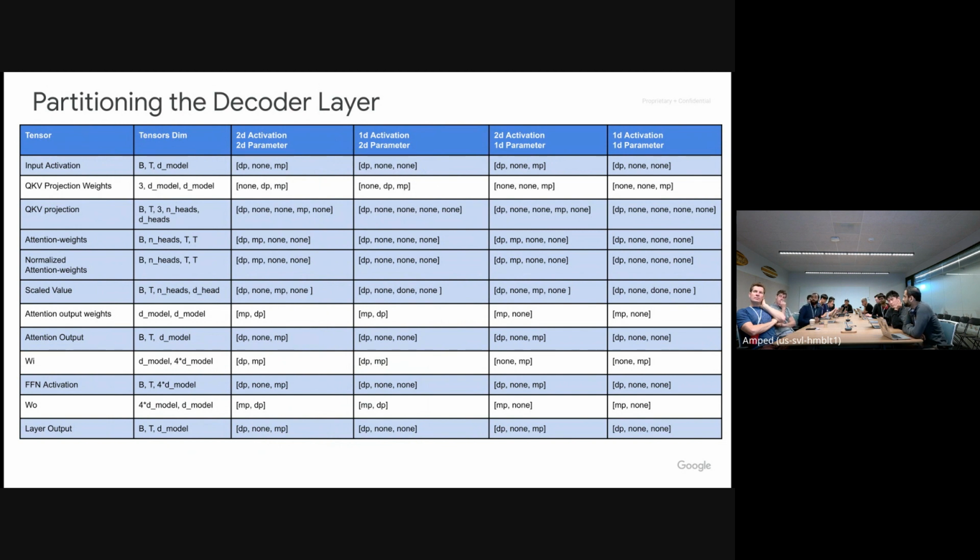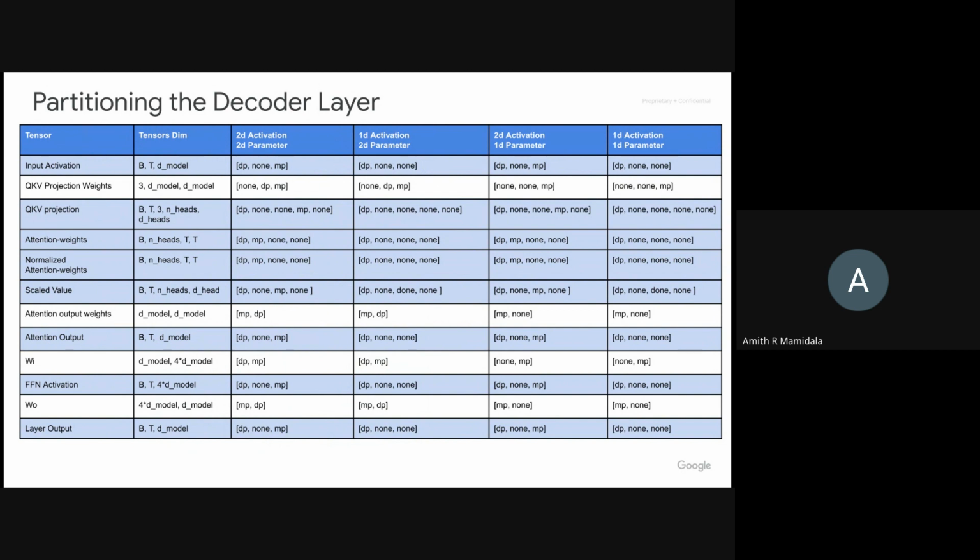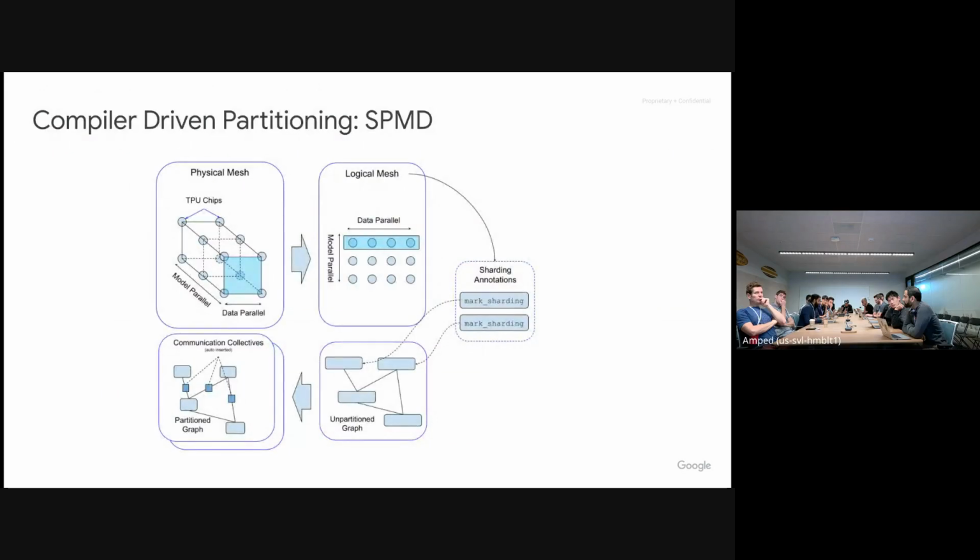Amit, I had a quick question. Before we go, because this is a crucial slide, you mentioned 2D parameter, 2D activation. That two-dimensional from your previous slide, does it refer to the data and the model parallel? Is that what is meant by 2D? One is the data parallel, another one is the model. Like if you go to your earlier slide. Yeah. So okay.